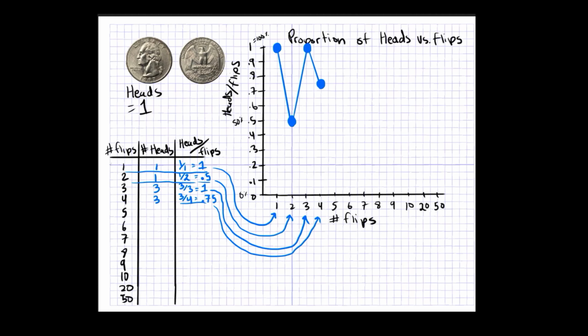Make this graph in your lab notebooks, and then you'll be uploading a picture of your finished graph at the end of the assignment.